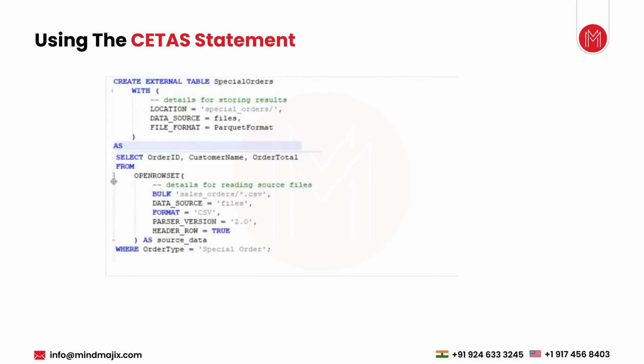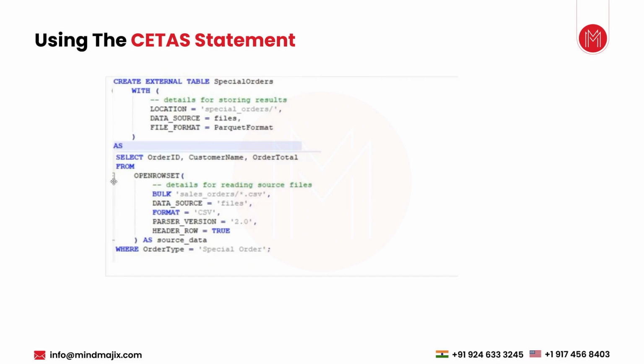So how do you create an external table using a select? Forget about the first part. You are already aware of select order ID, customer key, order total from OPENROWSET. BULK is the location, DATA_SOURCE is your files, and then FORMAT is CSV, PARSER_VERSION is so and so, HEADER_ROW is true, and then you are ordering the data by special order.